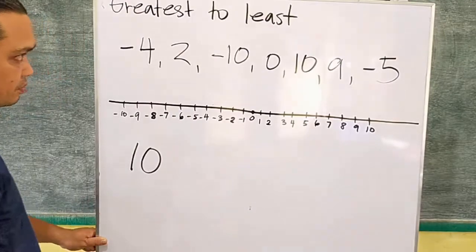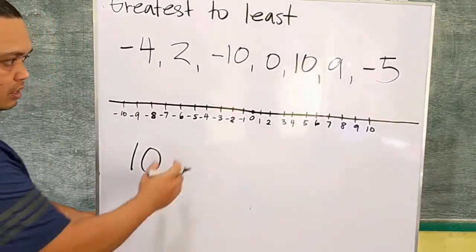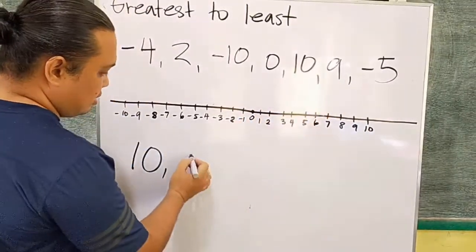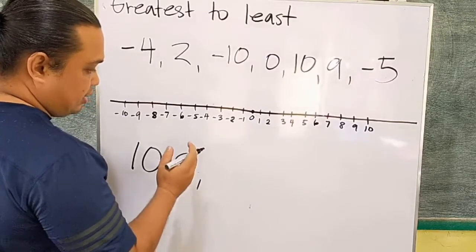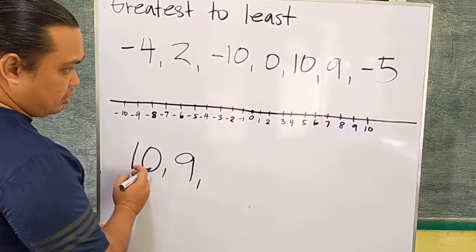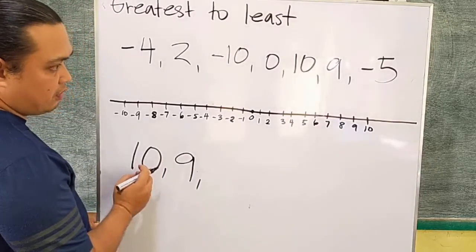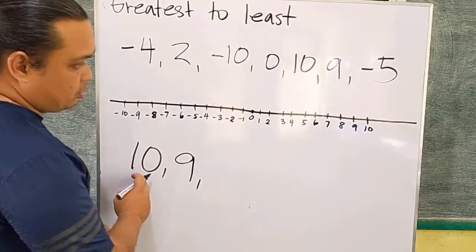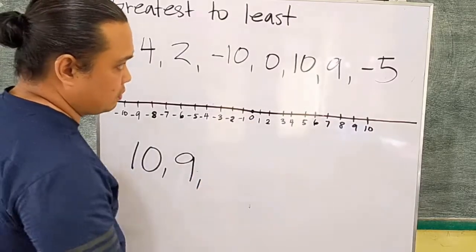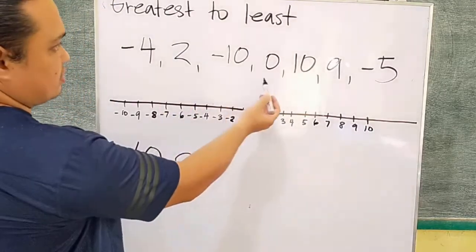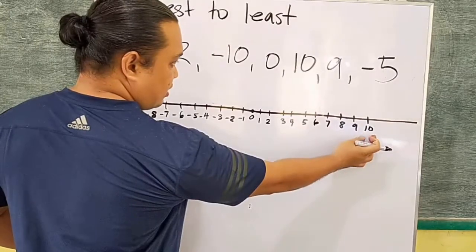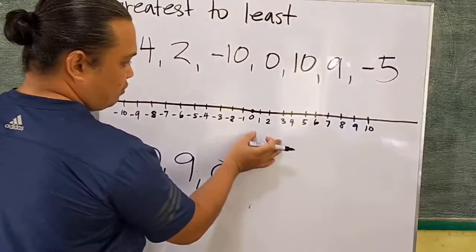Now, the second number farthest to the right of 0 is 9. 9 is lesser than 10, because 10 is farther to the right of 0 compared to 9. Next is 0 here. Okay, so we have 10, the farthest from 0, we have 9, and we have 0 itself.